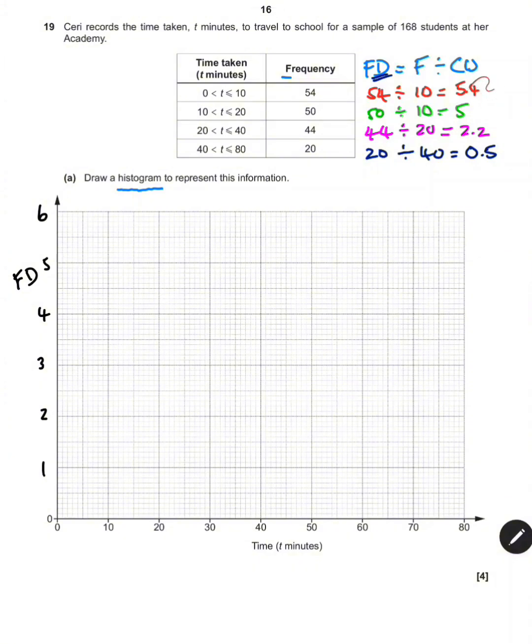So I need to go up to 5.4, and I need to go from 0 to 10. So from 0 to 10 is there. Up to 5.4 would be here. That is the first bar in my histogram, from 0 to 10 and up to 5.4. The second frequency density is 5, and that covers a range 0 to 20. So from 0 to 20, but up to 5. There's your second bar.